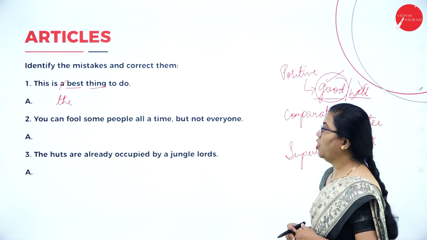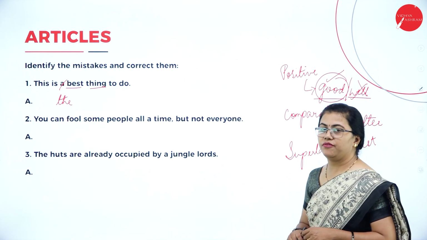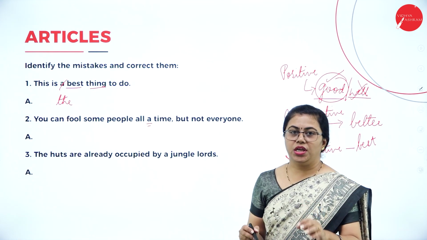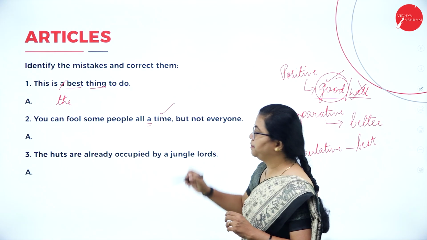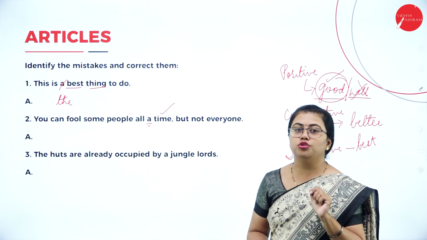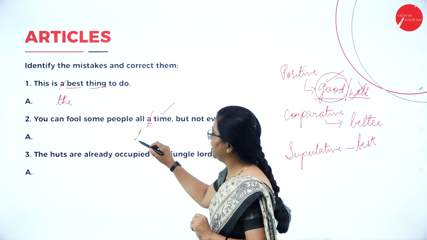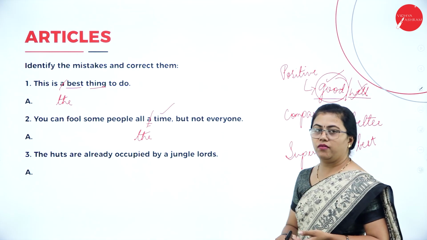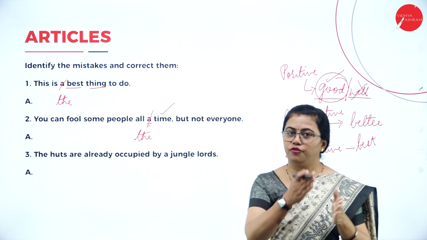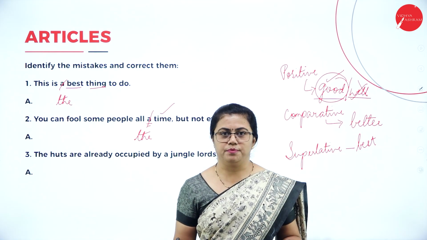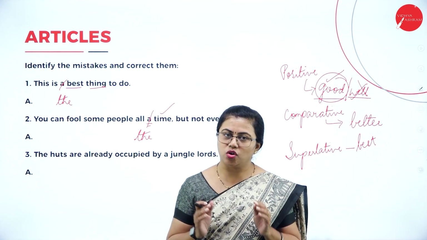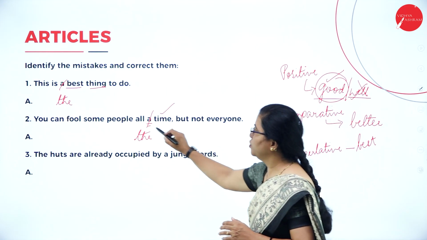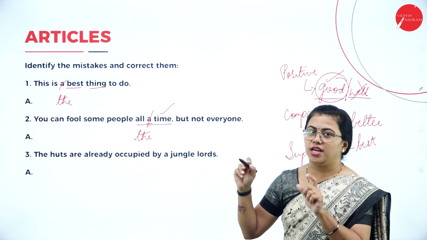You can fool some people all time, but not everyone. Again, which is the article over here? Whenever you are talking about time, you ought to use definite article only. So this becomes the. You can fool some people all the time, but not everyone. When you speak, the flow of language is like that. All the time, isn't it? You don't say all time, it is all the time only. So it has to be the. Definite article has to be used whenever you are using this phrase. All the time is a phrase.